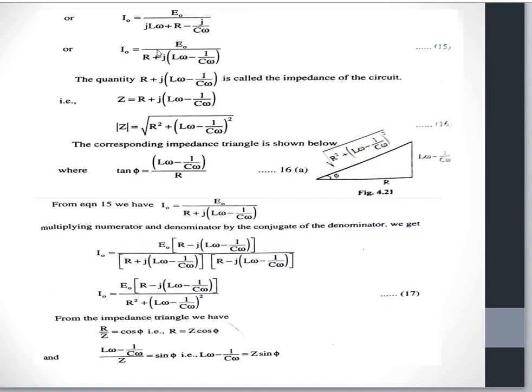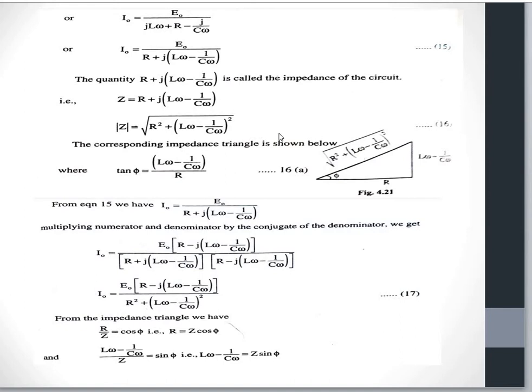So Z is equal to E0 by I0. When we calculate E0 by I0 from this expression, we will get Z as R plus j into L omega minus 1 by C omega. We already discussed this in our last class. So Z is equal to square root of R square plus L omega minus 1 by C omega the whole square. Okay. So Z square is equal to Z star Z. From that, now we will get the expression for Z.